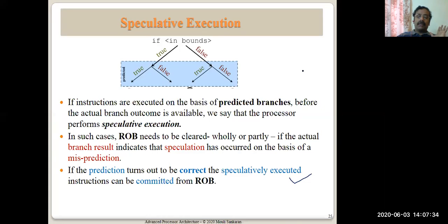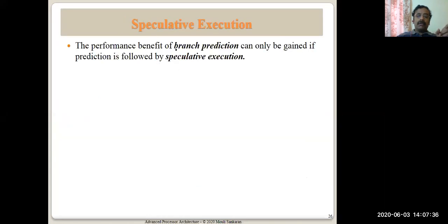So you can just carry on. The performance benefit of branch prediction can only be gained if prediction is followed by speculative execution. So what is the use of prediction if you don't do this? Let me give an example.